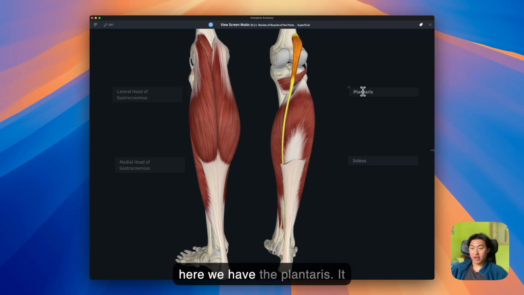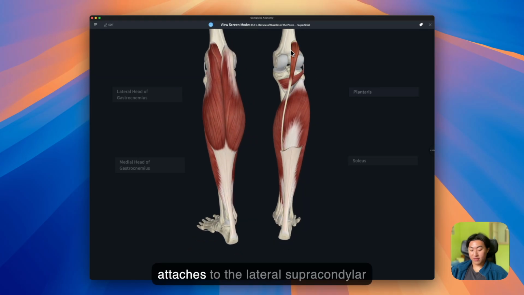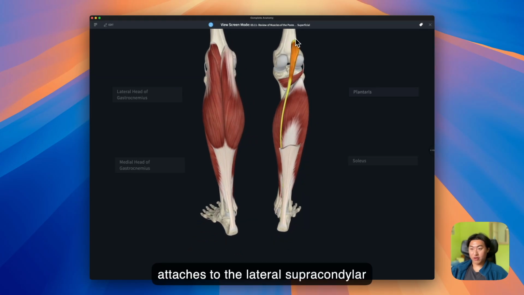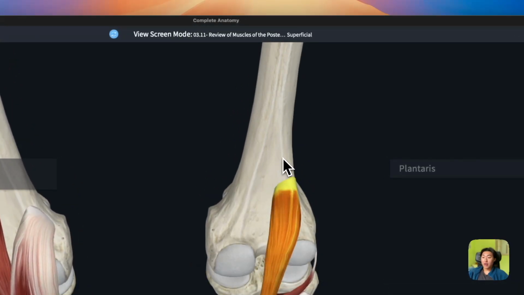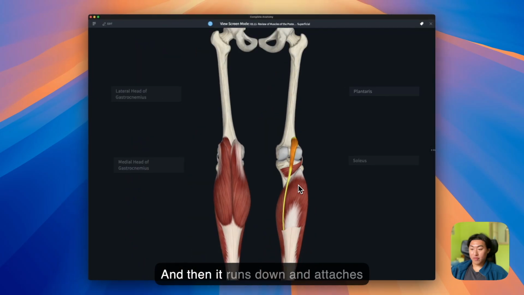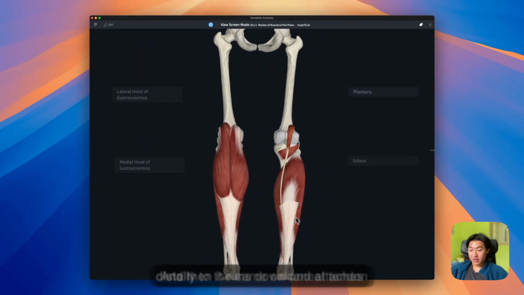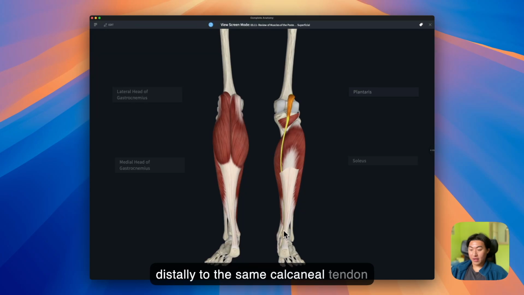And lastly, here we have the plantaris. This attaches to the lateral supracondylar line of the femur, right here. And then it runs down and attaches distally to the same calcaneal tendon and then to the posterior surface of the calcaneus. And what the plantaris does is it just helps the gastrocnemius in plantar flexion. But you can see because the muscle is quite small, it is not a main muscle used in plantar flexion, so it weakly assists in doing so.